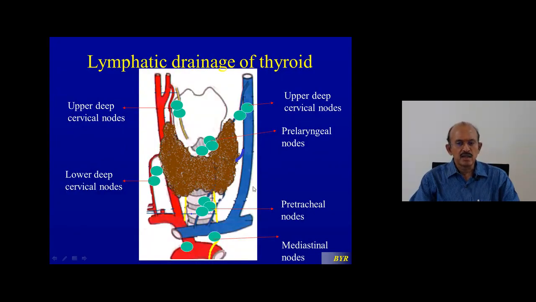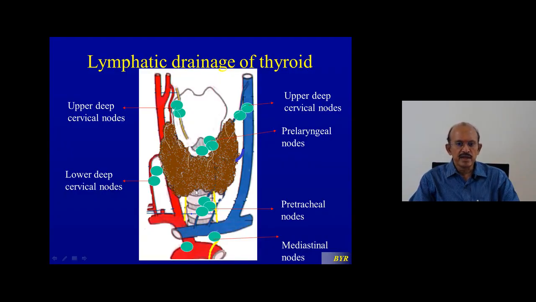Lymphatic drainage of the thyroid gland. It has a subcapsular plexus and a plexus in the parenchyma of the thyroid gland. Mostly these lymphatics drain to the pretracheal and prelaryngeal lymph nodes. The prelaryngeal lymph nodes are situated in front of the cricoid cartilage, cricothyroid membrane, and thyroid cartilage. The lymph nodes in front of the trachea are called the pretracheal nodes. The pretracheal and prelaryngeal lymph nodes drain most of the thyroid gland.